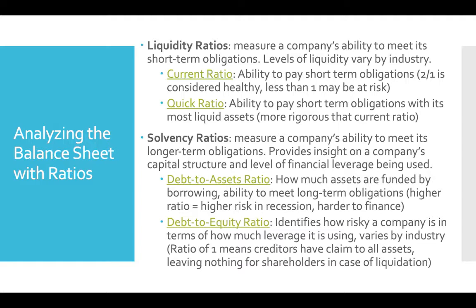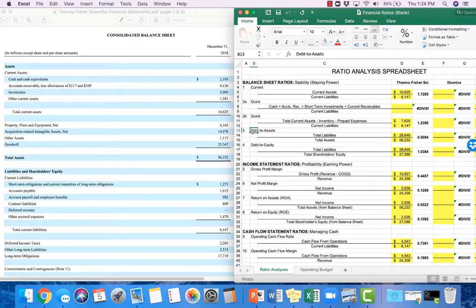It measures the degree to which a company is financing its operations through debt versus wholly owned funds. More specifically, it reflects the ability of shareholder equity to cover all outstanding debts in the event of a business downturn. A ratio of 1 means creditors have claim to all assets, leaving nothing for shareholders in case of liquidation.